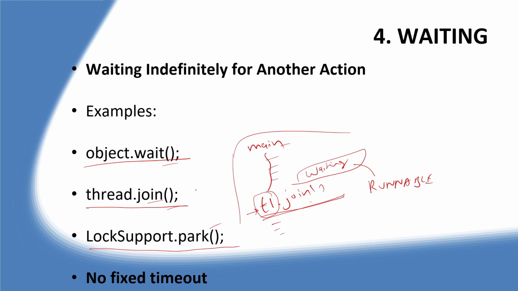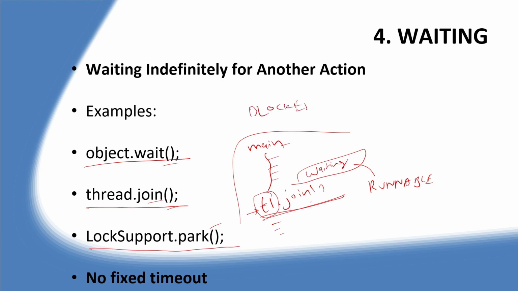Correct? So the thread needs another event or action to allow it to continue. And this brings up an important question. If blocked and waiting, we have earlier seen the blocked state, right? Blocked and waiting both mean the thread cannot currently continue. Then what exactly is the difference? What is the difference between blocked and waiting?